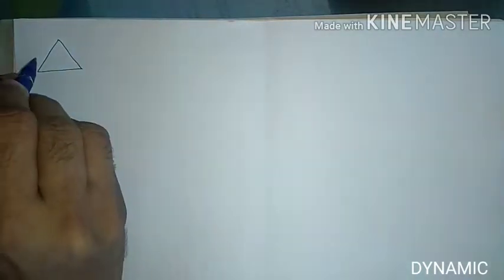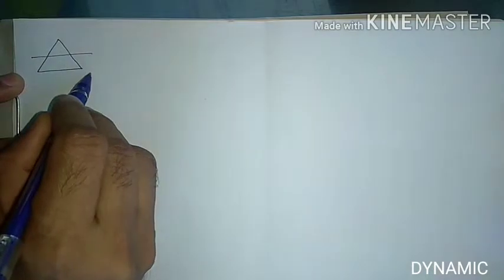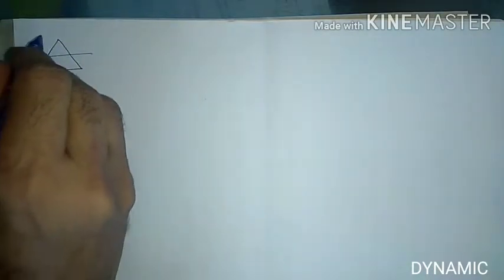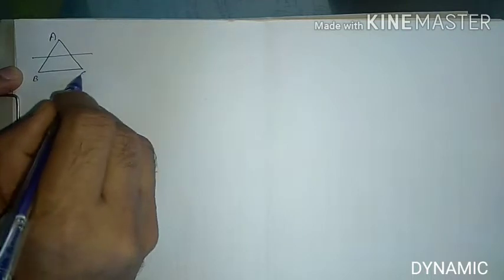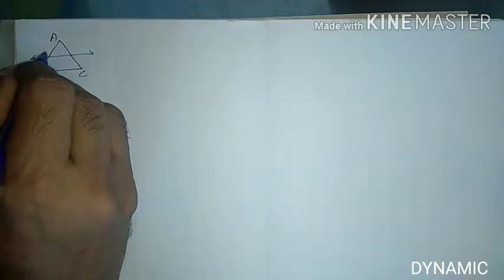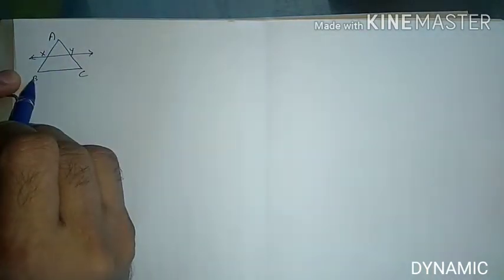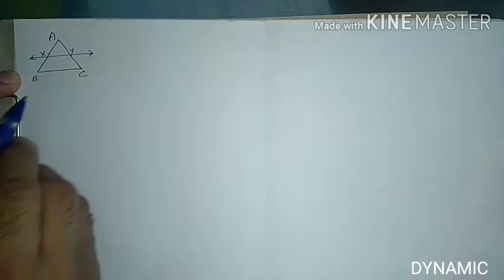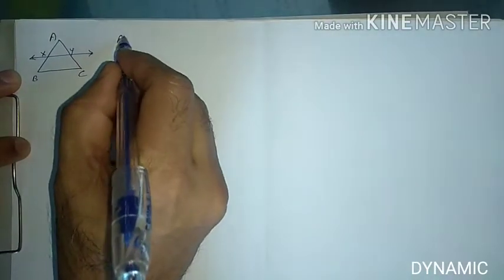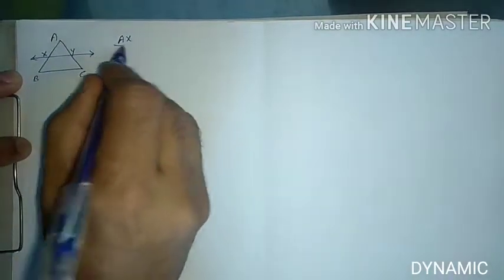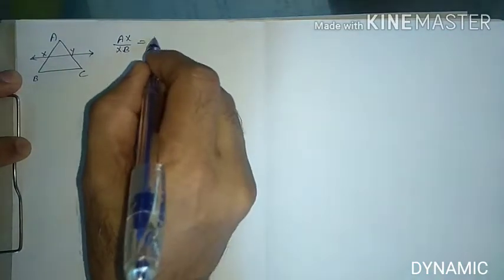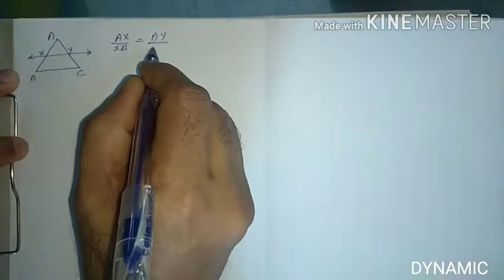That is, if a line is drawn parallel to one side, we consider it like this. If a line is drawn parallel to one side of triangle ABC, intersecting the other two sides, these points of intersection with the sides AB and AC are X and Y. Then BPT says that AX upon XB is equal to AY upon YC.